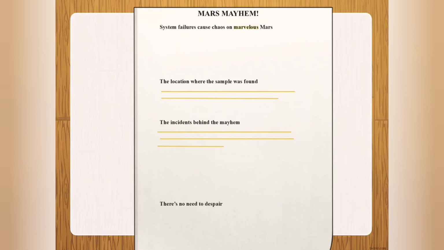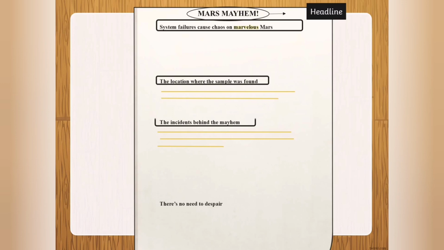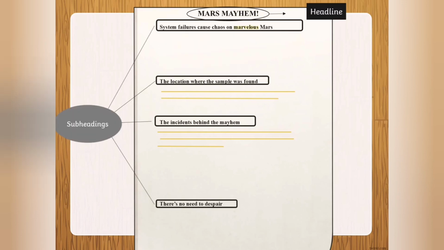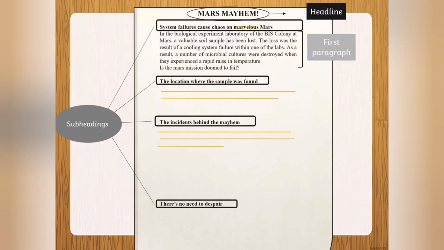Here we have Mars Mayhem as our headline. We have all our subheadings, our first paragraph. Here, our first paragraph is talking about what happens in the newspaper report briefly. It also answers the WH questions we talked about.